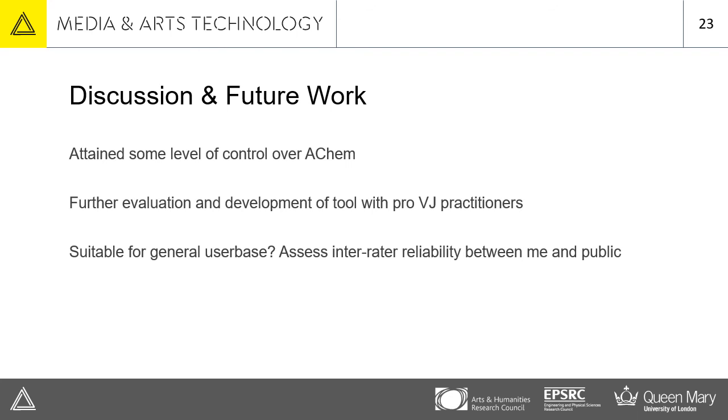But at this point, we do not know if the VJ tool is fit for purpose. To find out, further evaluation and development of the tool is required by collaborating with professional VJs. Also, it's not clear if other users would agree with my ratings, and if not, the tool may not be suitable for a general user base. The inter-rater reliability needs to be assessed to determine if my ratings are representative of the general public's.